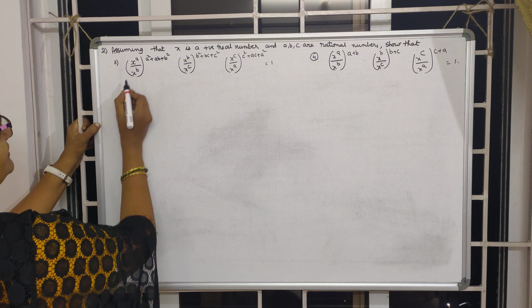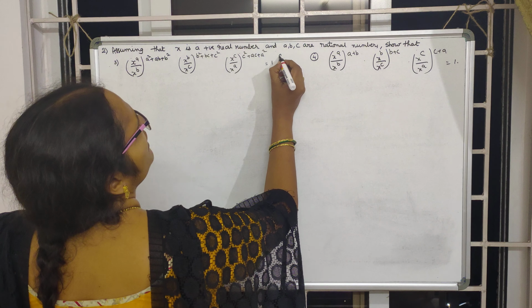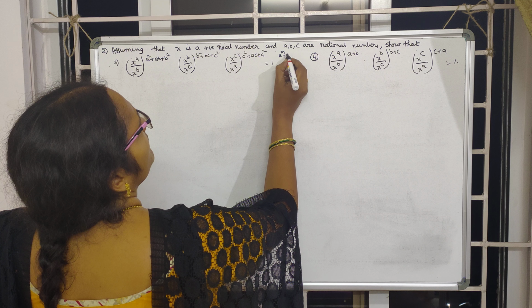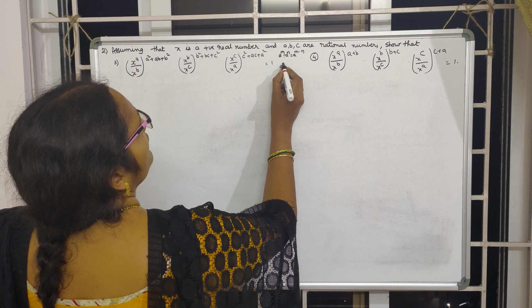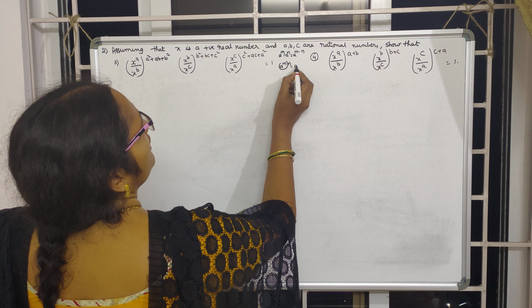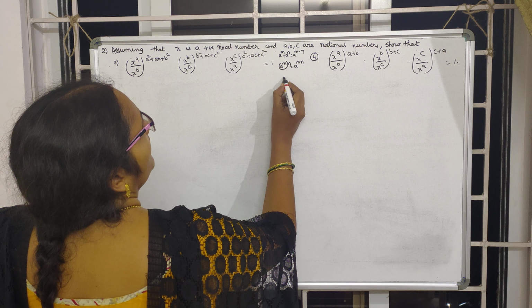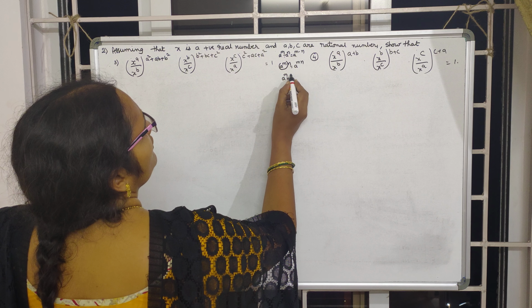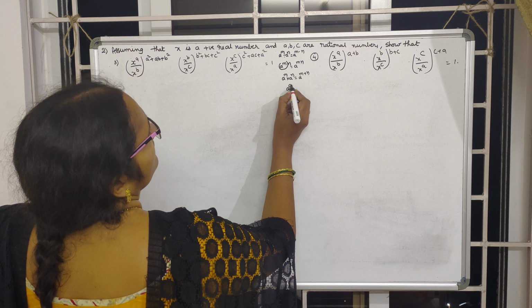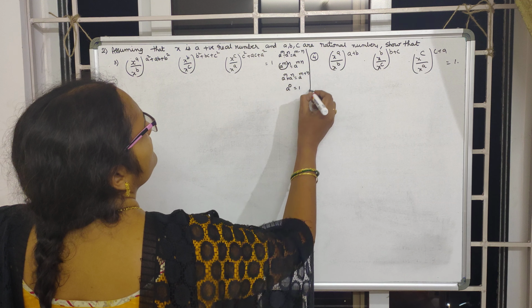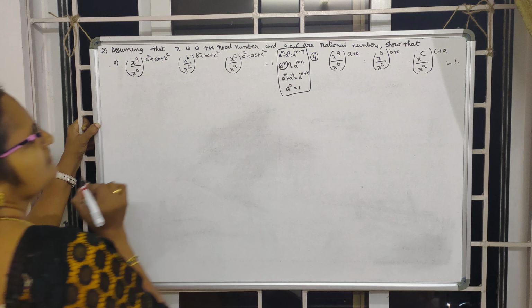So in this LHS we are going to apply the formulas: a^m divided by a^n equals a^(m−n), and (a^m)^n equals a^(m×n), and a^m times a^n equals a^(m+n), and any number raised to 0 is 1. These are the formulas we are going to use.